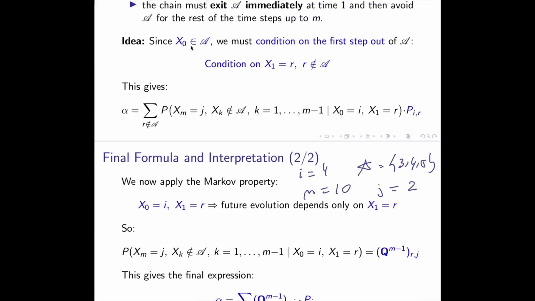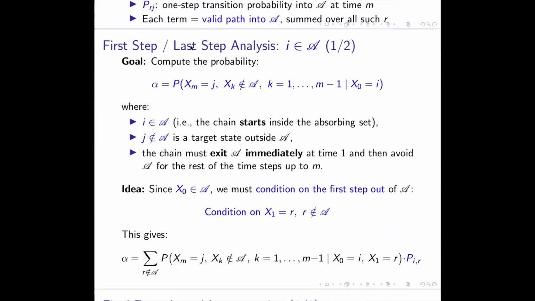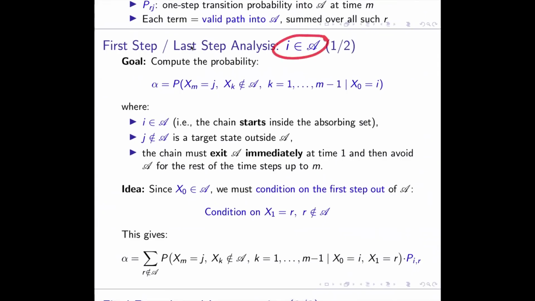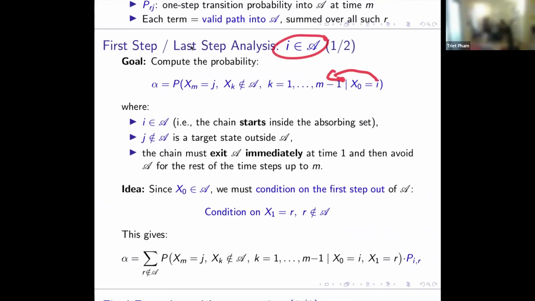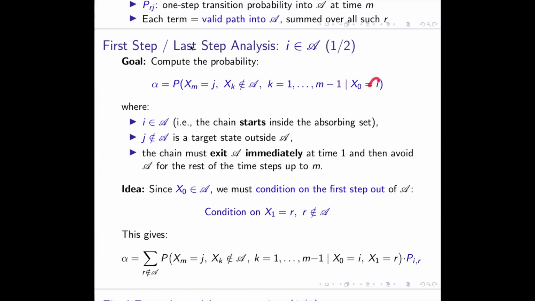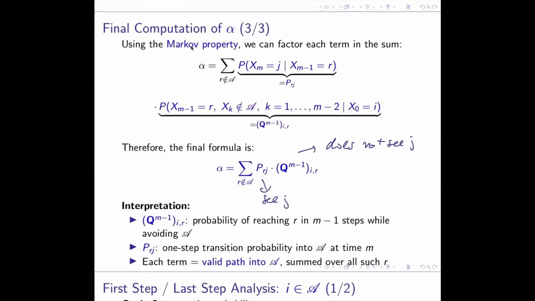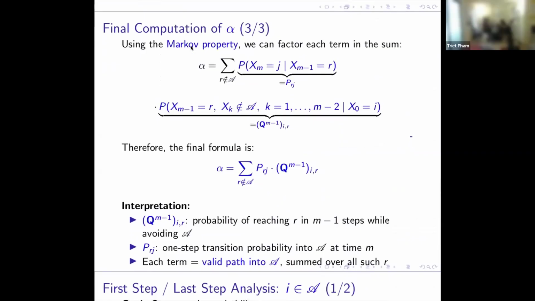Oh, this is first step analysis. Sorry, I was talking about the last one. You want to talk about this one? The last step analysis question. Okay, so you start outside the class. So let's say I equals 1, the class is 3, 4, and 5, and let's say you want to end up at 4, and M equals 10.